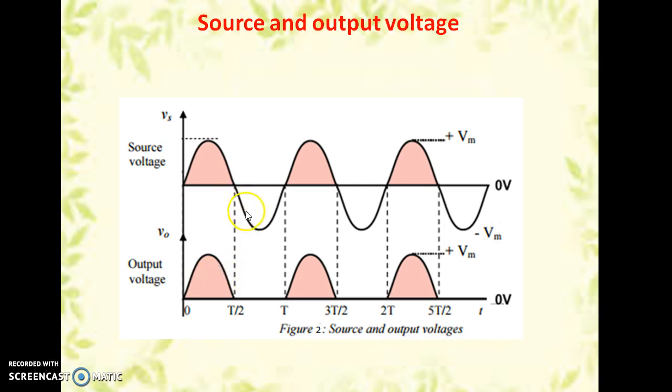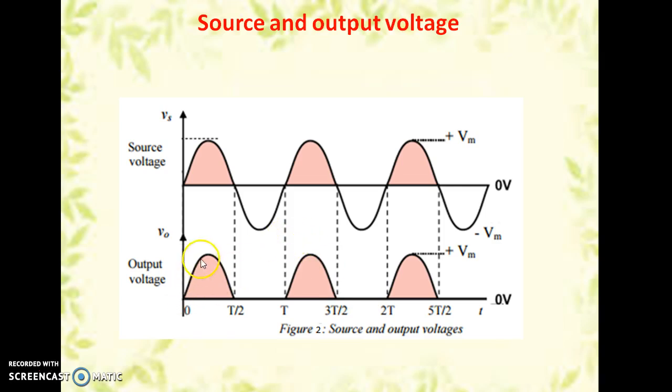During the negative half cycle, the diode will be reverse biased, no current will flow, and no output voltage will be obtained. This process repeats, so we get output for the positive half cycle and no output for the negative half cycle. Current flows from 0 to T by 2, no current flows from T by 2 to T, and so on.